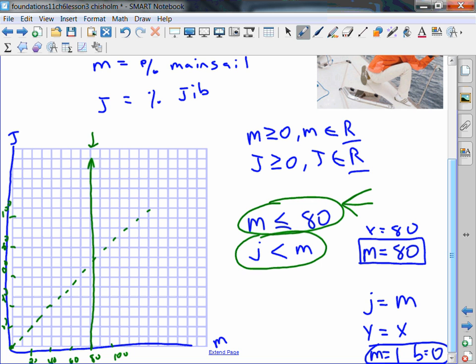For the other one, j being equal to m, we're going to have to test a point, but we can't test 0, 0 because the line goes right through 0, 0. But why can't we test a point, say 20, 0? 20 on the m-axis, that's this point right here, and 0 on the y. That's just a point we're going to use to determine whether or not it's in the solution set. So 20, 0, m is 20, j is 0. So we'll put 0 should be less than or equal to 20. Yes, true statement. So for the dashed green line, we're going to shade below.